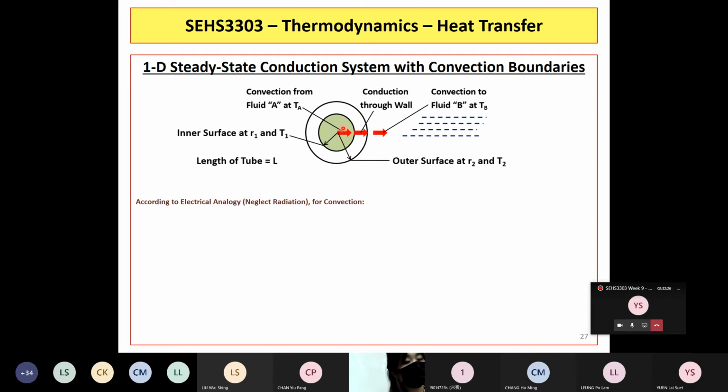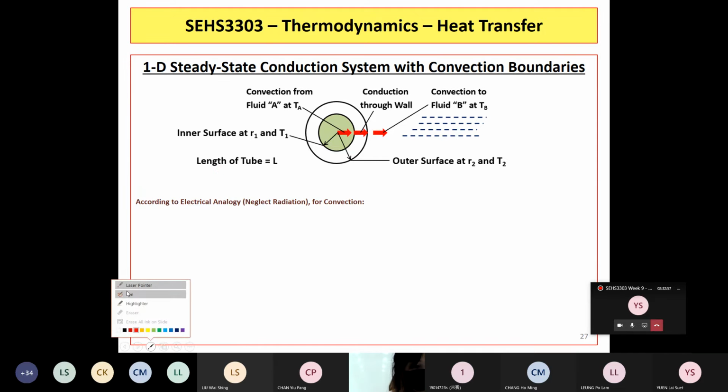That is convection from fluid A to the pipe, the conduction through the wall of the pipe, and again, convection from the outer surface of the pipe to the fluid B. This is the conduction system with, again, two convection boundaries. Let's assume the length of the tube is L.